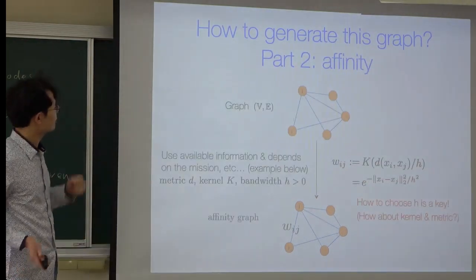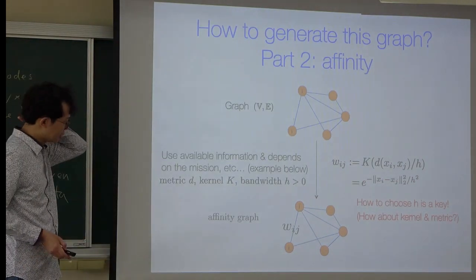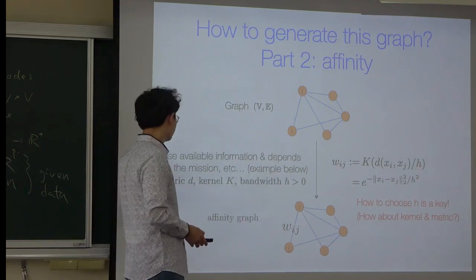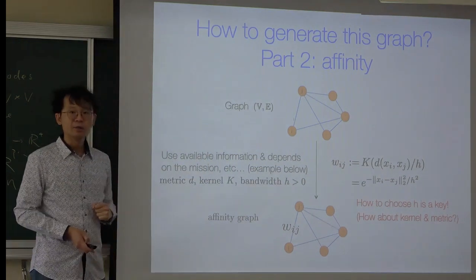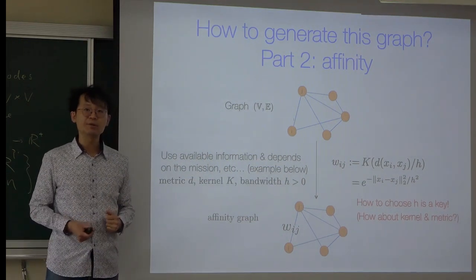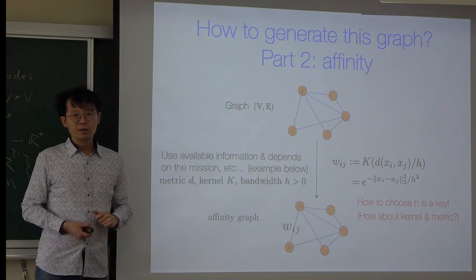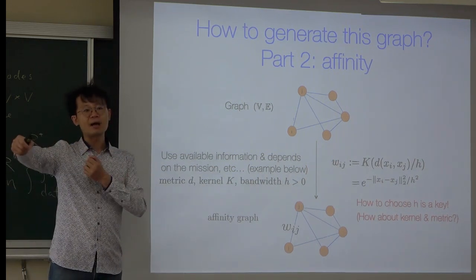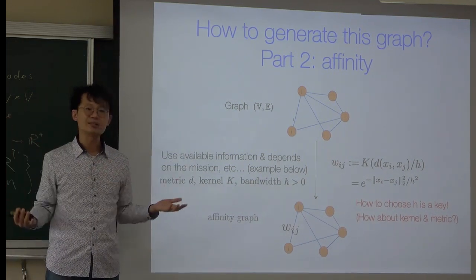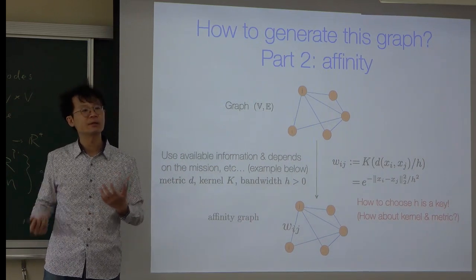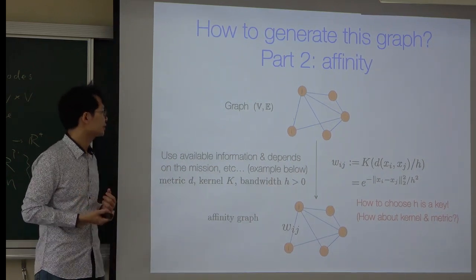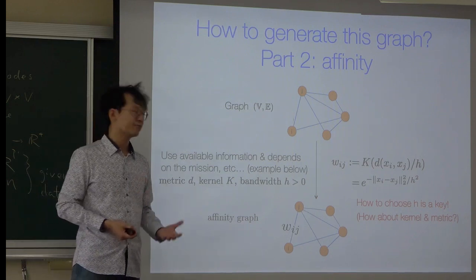And once you have edges in the graph, now you can use, again, the available information to determine the affinities. You can say two points are close nearby, then, well, they are similar, right? But how similar is similarity? So you need to define it.